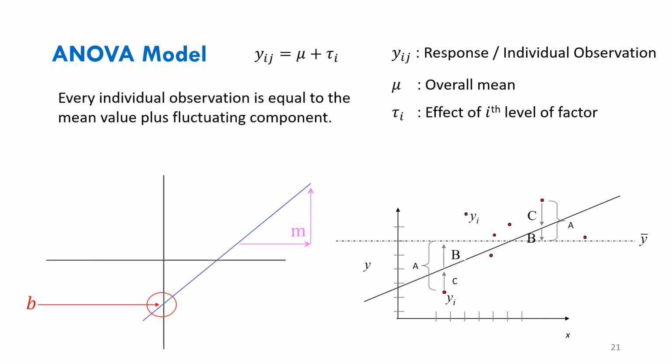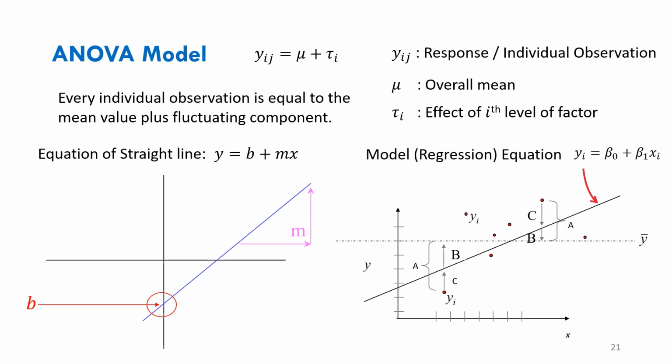This equation can also be expressed as: every individual observation is equal to the mean value plus a fluctuating component. We can express this in a straight line form where y is our output, and with different observations at different levels of the factor we can obtain a slope, while the y-intercept represents the overall mean. It is similar to the regression model, which is a technique to fit a straight line through the data points.